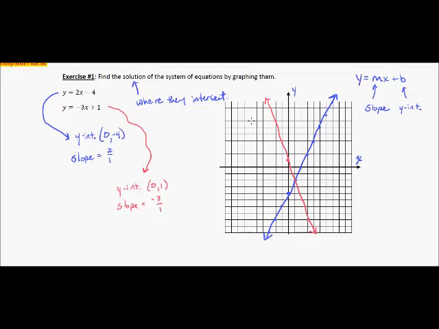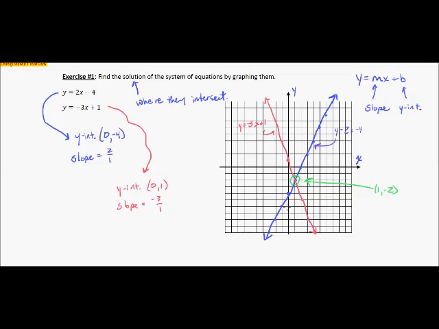Now I'm going to label my lines. This is one thing we really need to get in the habit of doing, is to label your lines. That's y equals negative 3x plus 1, and this is y equals 2x minus 4. Okay, so make sure you label your lines, and I'm going to circle that point, and to answer the question, we want the solution. That is the point 1, comma, negative 2.